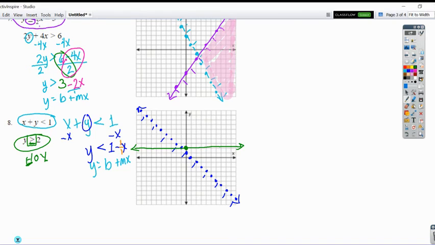And y is greater than this, so mark off the greater than areas that are up above the line. Go ahead then, and we get to shade the overlap. Here's our overlap zone.